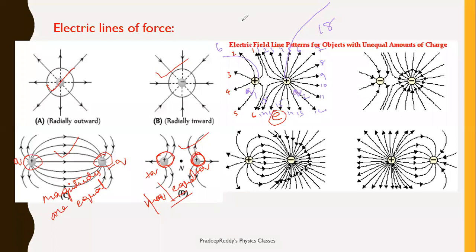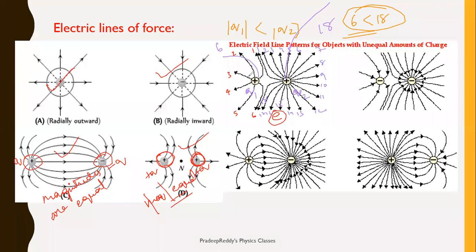So here I can write magnitude of Q1 is less than magnitude of Q2. Magnitude of Q1 is less than magnitude of Q2 because clearly 6 is less than 18, right? Therefore, magnitude of Q1 is less than Q2. And remember, both are positive charges.